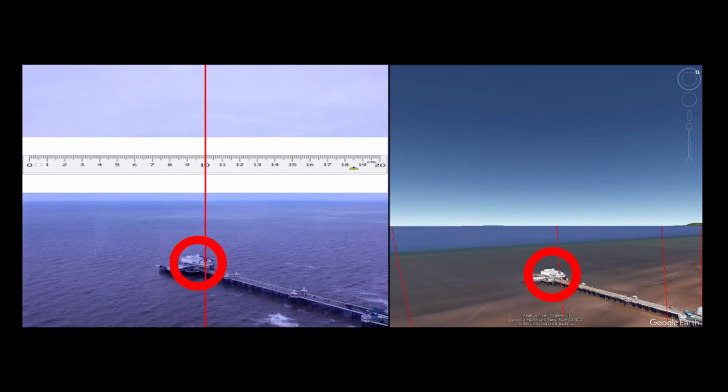Next, I need to imitate this location on Google Earth so that I can get some measurements figured out. So all I'm doing here is just making sure I'm pretty much in the sweet spot by matching up some of the landmarks.